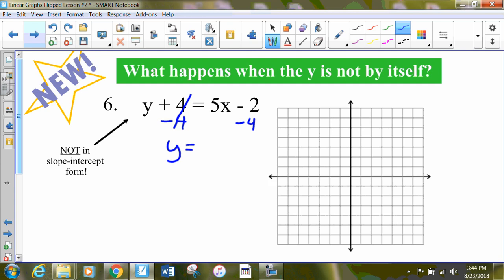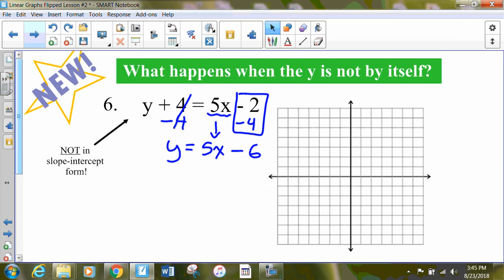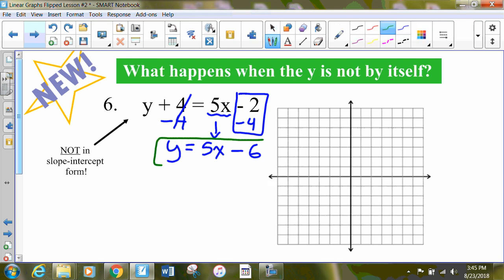Now, I'm not going to subtract 4 from the 5x, because 5x and 4 are not like terms, so they can't do any addition or subtraction together. So I'm going to bring down the 5x, but I am going to combine the negative 2 minus 4. So in my calculator, I'd hit negative 2, then minus a 4. I'd hit enter, and I'm going to get a negative 6. So look what we have now. We've got an equation that's in slope-intercept form. Yay! So that's what we're going to do, class.